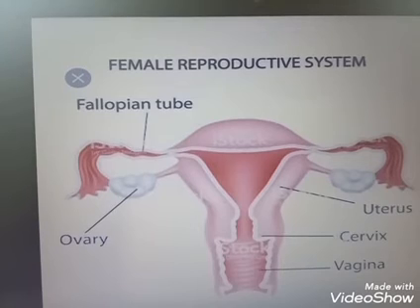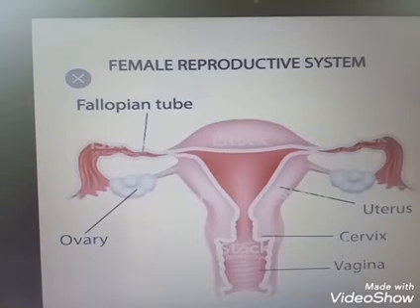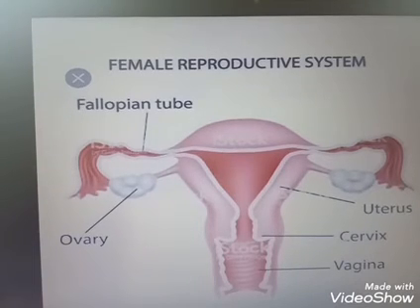The wall of the fallopian tube is composed of 3 layers: mucosa, muscularis, serosa. The fallopian tube is lined by ciliated epithelium, whose cilia beat towards the uterus. The ciliated epithelium helps the zygote move into the uterus.